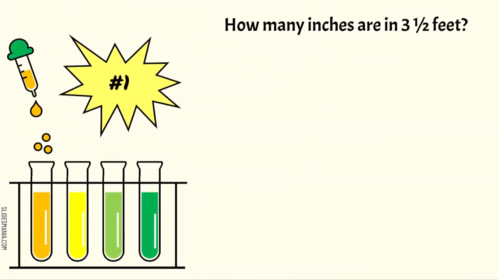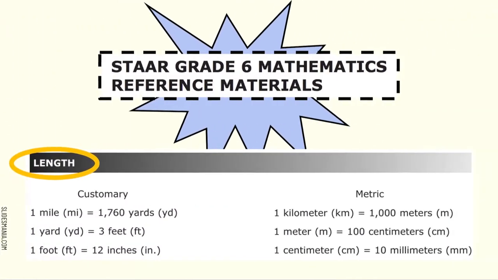All right, our first example. So we want to know how many inches are in 3.5 feet. So we are going from inches to feet, which means I want to look at my STAR reference material sheet. So we're looking at length. So on my STAR reference materials, I go to where it says length, and then I find the conversion factor that I need. Notice my conversion factor has a 1 in it. This means that this is a unit rate because 1 is a part of the comparison.